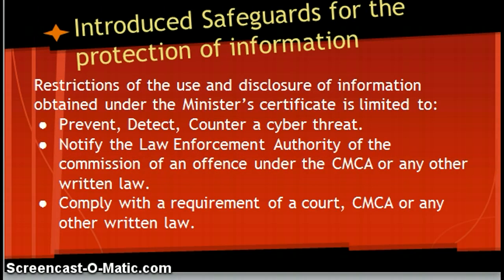Now I'll talk about some of the introduced safeguards for the protection of information. Restrictions of the use and disclosure of information obtained under the minister's certificate is limited to prevent, detect, counter a cyber threat, notify the law enforcement authority of the commission of an offence under the CMCA or any other written law. And lastly, comply with a requirement of a court, CMCA or any other written law.